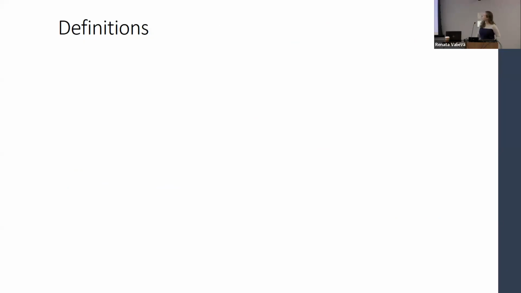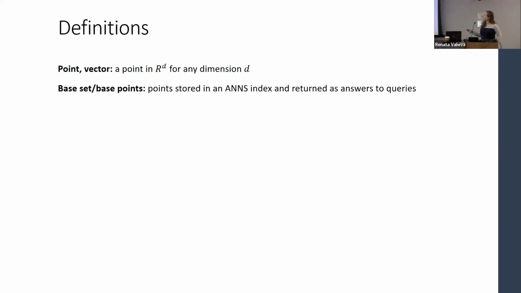So I just want to be clear on definitions before I get into the talk a little further. Here I'm going to use point and vector interchangeably to represent a point in R^D for any dimension D. I'll refer to the base set or base points. Those are the points that are stored in an ANNS index and are eligible to be returned as answers to queries. Here we're assuming that the query is not part of the base set. It's going to be a separate vector.